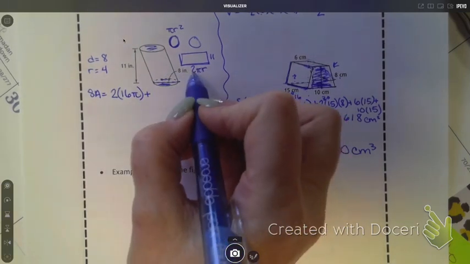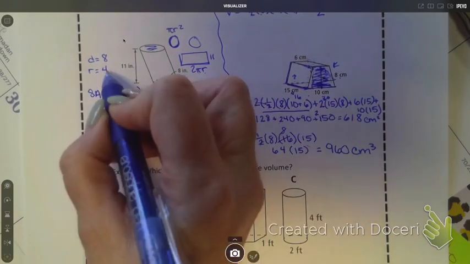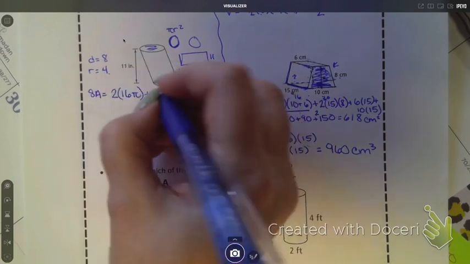Okay, and then 2 pi r. R is 4. 4 times 2 is 8.